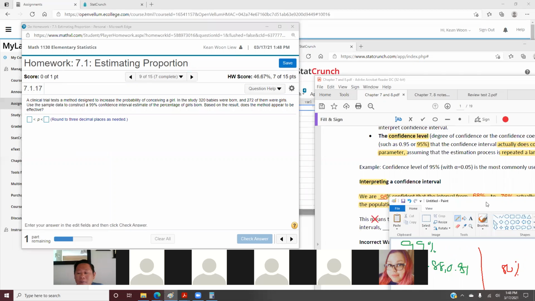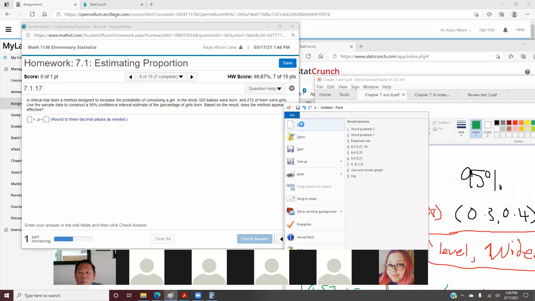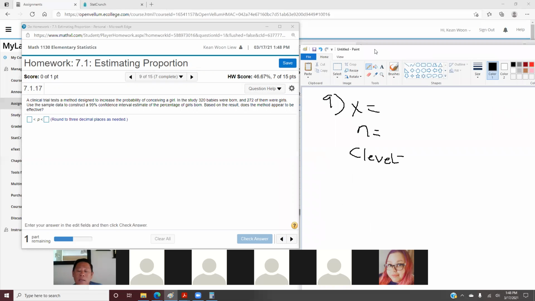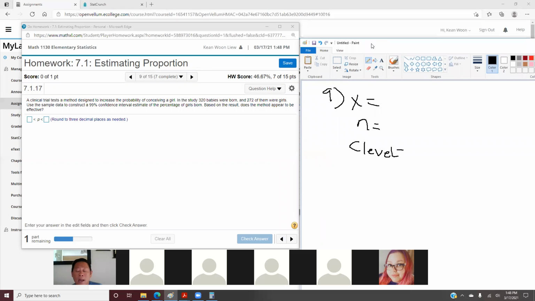Because the most important thing when you do this is, you need to know what is your X, you need to know what is your N, and you need to know what is your confidence level. So read question 9 here. Can someone tell me what is your X, which is the number of successes, and N, the number of observations or sample size? This is a special one.